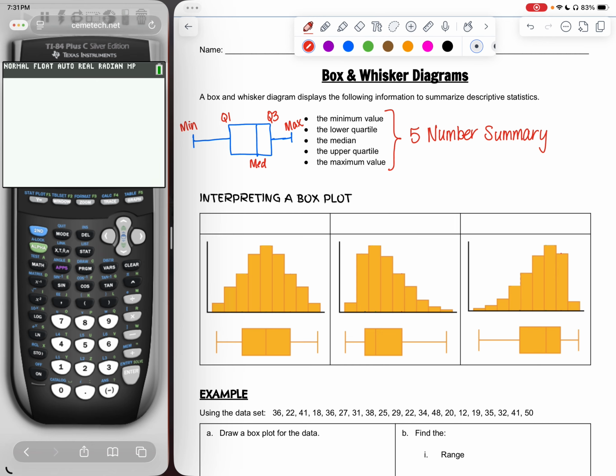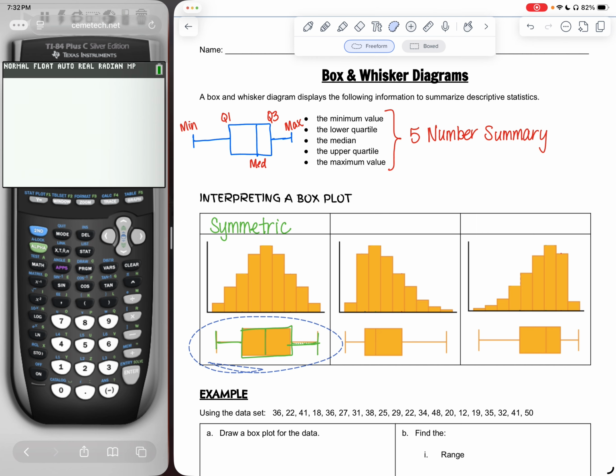So, anytime we interpret a box and whisker plot, we can decide what kind of shape it will be. As you can see here, we have histograms along with their box and whisker plot below it. In the first box, we can tell that that is a normal distribution, aka it is symmetric. If I split it down the middle, it looks the same on the left and the right. My whiskers are the same length and my boxes are evenly cut in half. So that is what we consider to be symmetric.